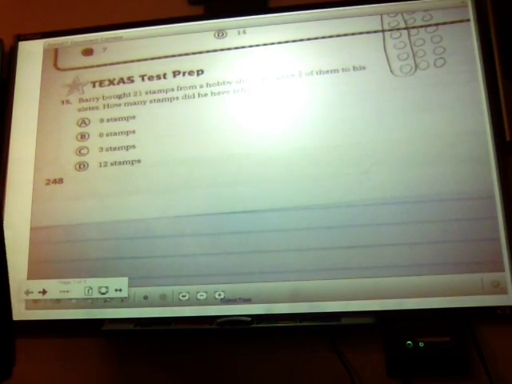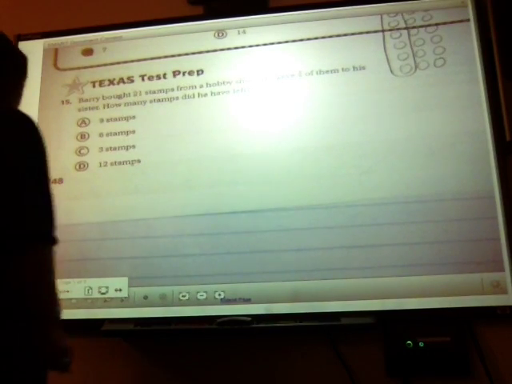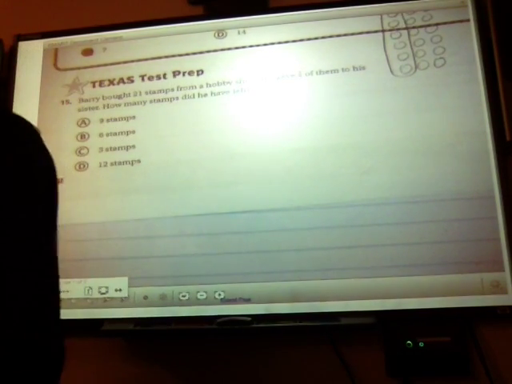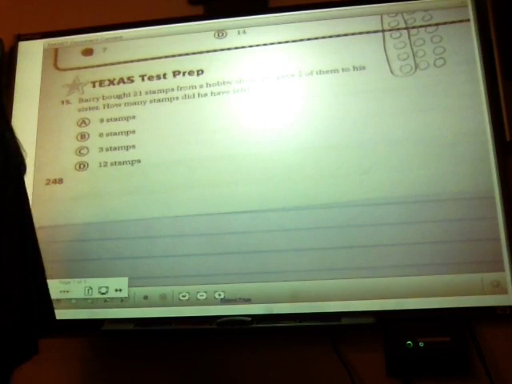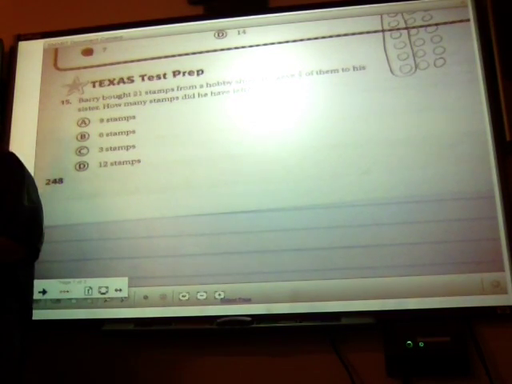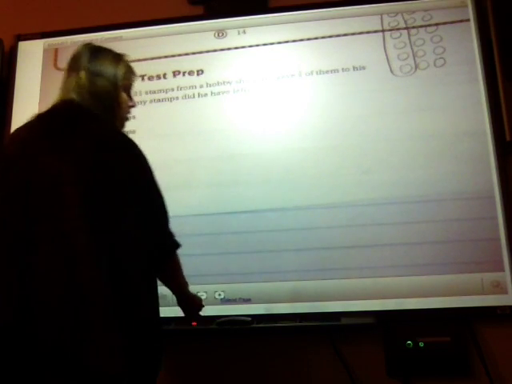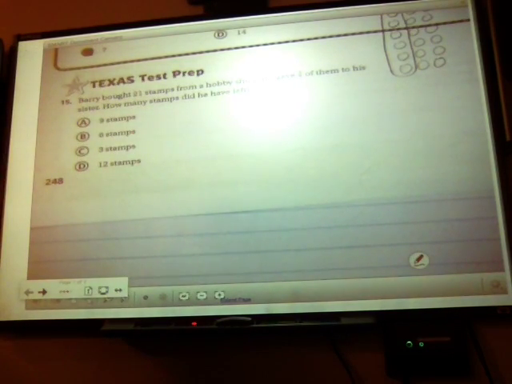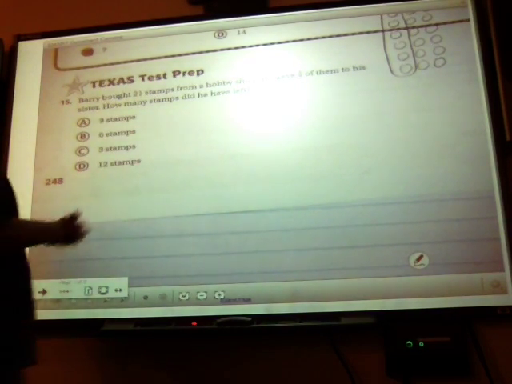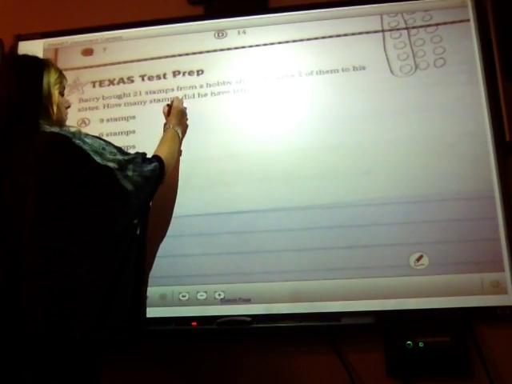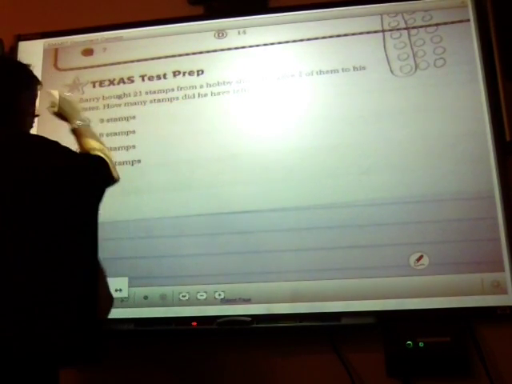Okay, Grace, read it to us. Barry bought 21 stamps from the barber shop. He gave 3 sevenths of them away. How many stamps did he have left? Okay, how many stamps do we have left? All right, so what is my problem? She wanted to find out how many stamps she had left.